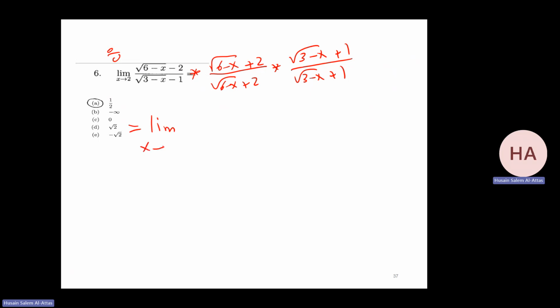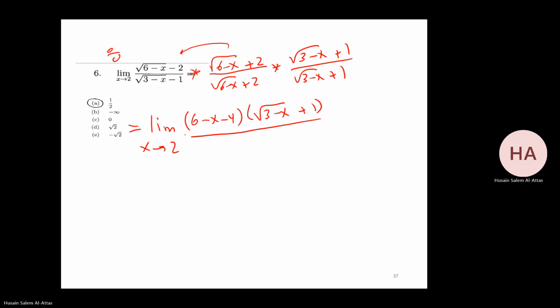So I have the same thing here. I need to rationalize both. This is to rationalize the numerator, and then rationalize the denominator. By the way, if you substitute, you get 0 over 0. So that will be the limit as x goes to 2. I have this times this, that will be 6 minus x minus 4, times the remaining. Here I have this times this, 3 minus x minus 1 times the remaining.